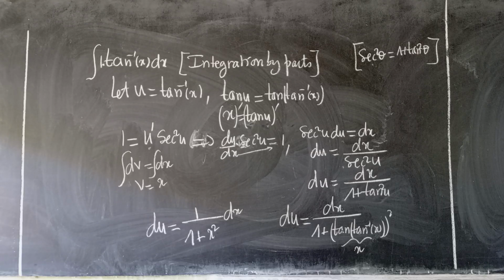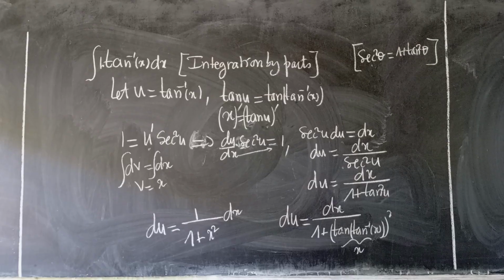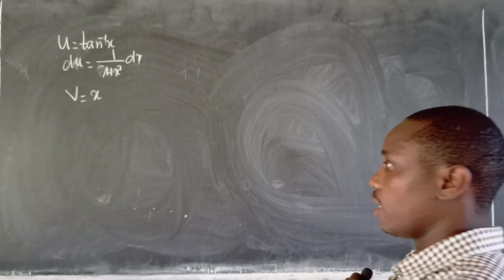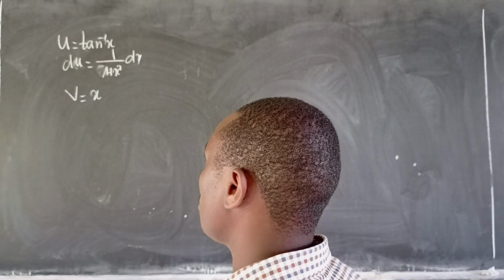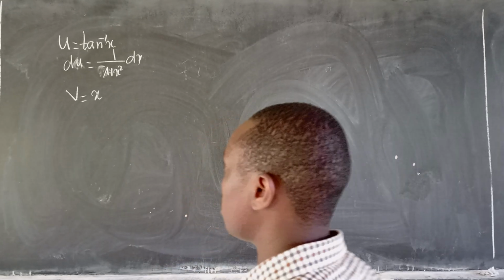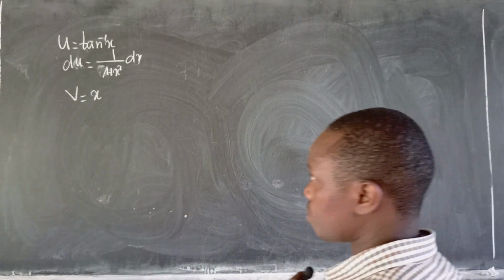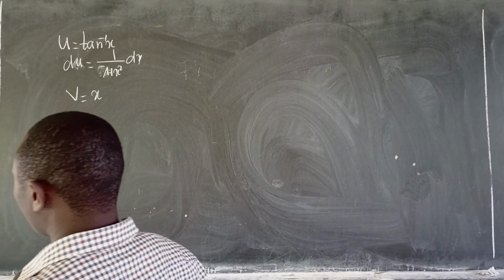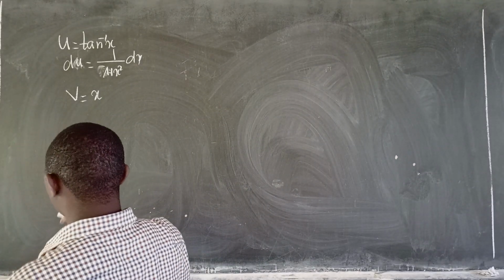Let's proceed. Hope everything is clear here. Let's continue our calculations. We assumed u to be tan inverse of x, where the derivative of u with respect to x was 1 over 1 plus x squared, and we are going to apply the properties.